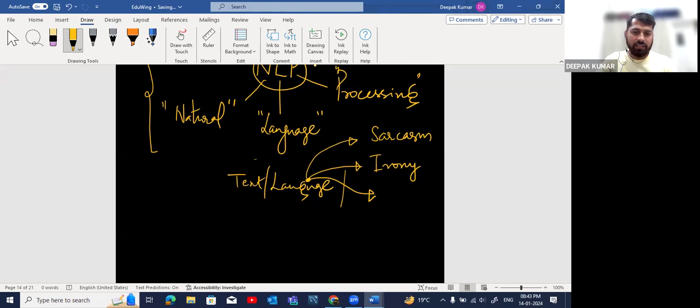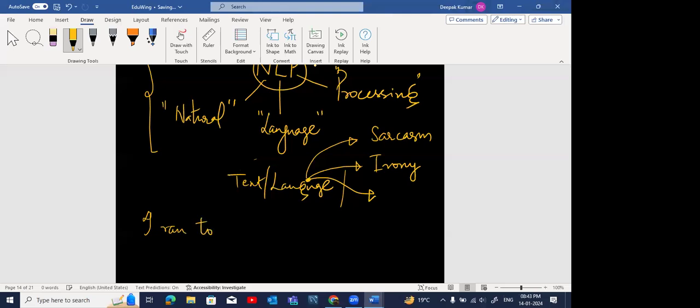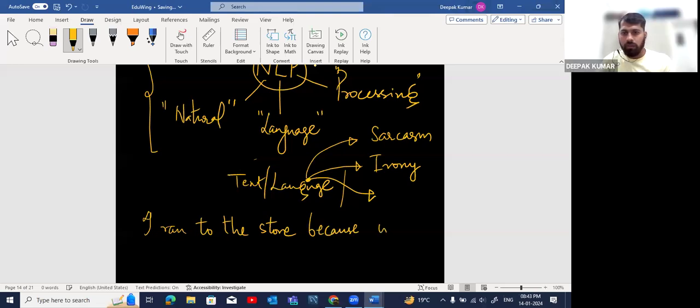Like I say, I ran to the store because we ran out of milk. So, ran came two times. I ran to the store because we ran out of milk. Because you were short of milk, that's the reason you ran to the store. This is the meaning which human inference develops.